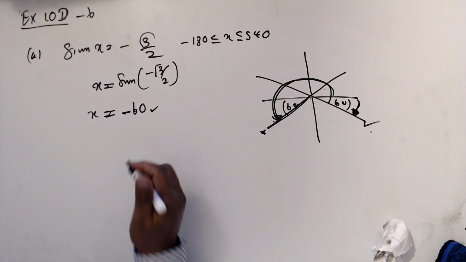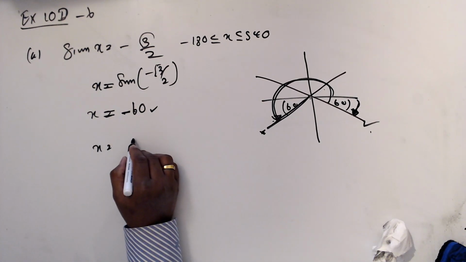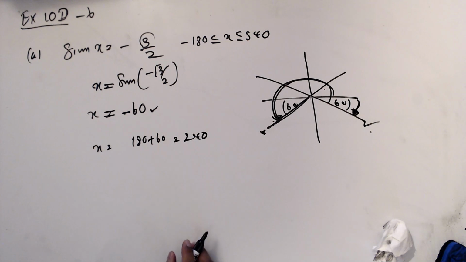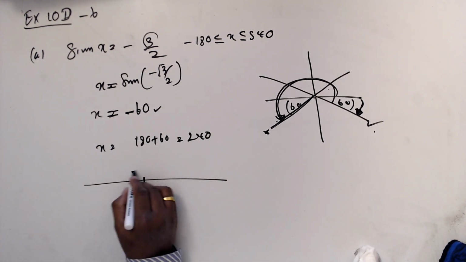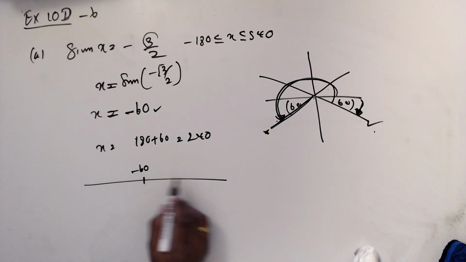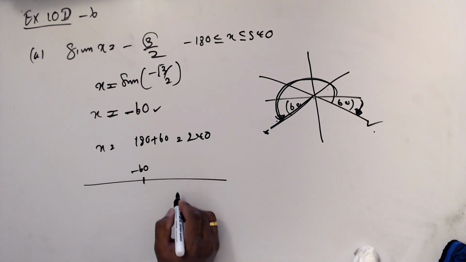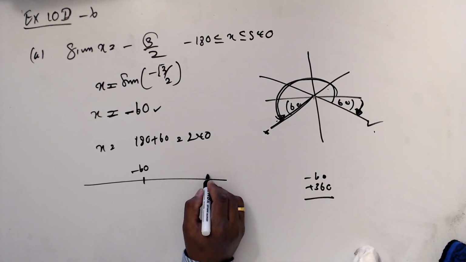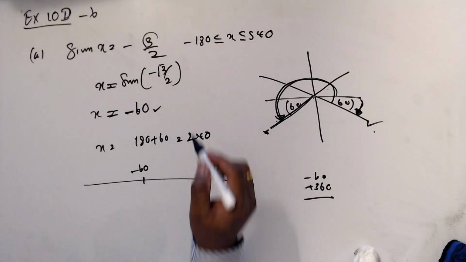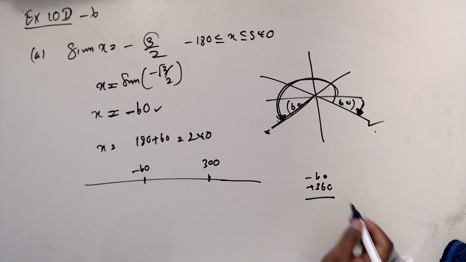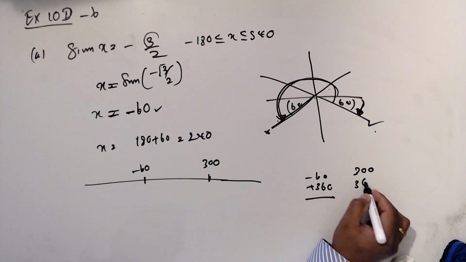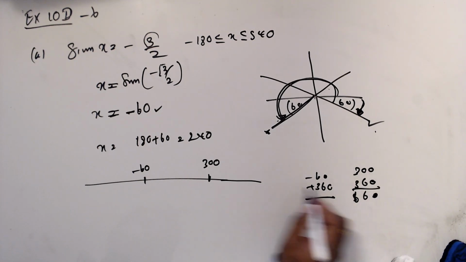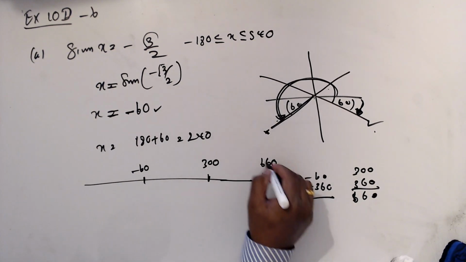x equals 180 plus 60, 240. Now this one is minus 60, so add 360, so minus 60 plus 360, it means 300. Okay, 300 is also fine, it is within the range. Then 300 plus 360, that is 660. 660 is out of range, we don't need it.